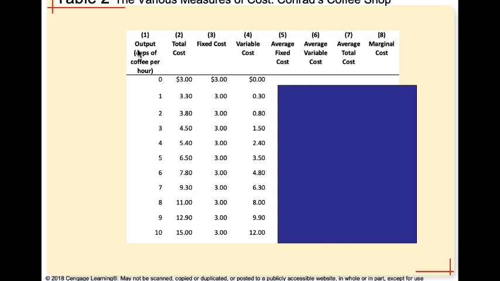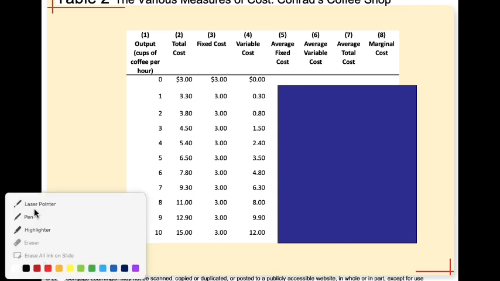So the first column is what is being produced. That's your output, cups of coffee per hour. And then column 2 is total costs, in which there is a fixed cost component and then there is a variable cost component.